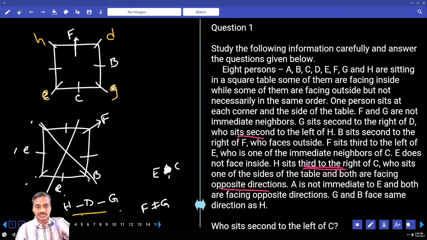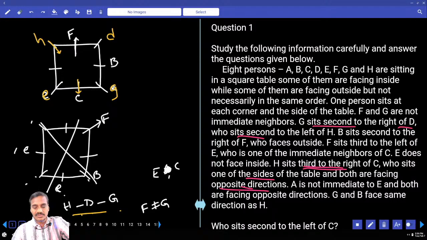Then check out the directions. H sits to the right of C. To the right of C means C must be away from the center. H sits to the right of C, and C sits at one of the sides of the table and both are facing opposite. H and C are opposite. C is away from the center, H is towards the center.